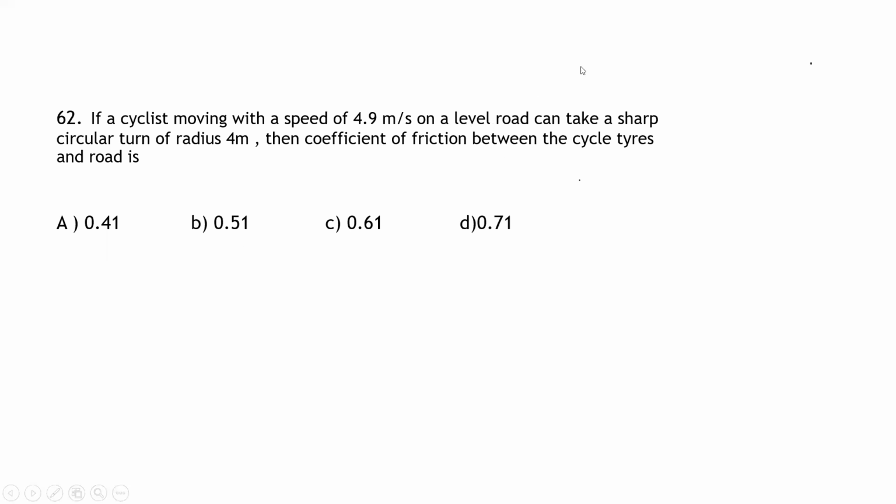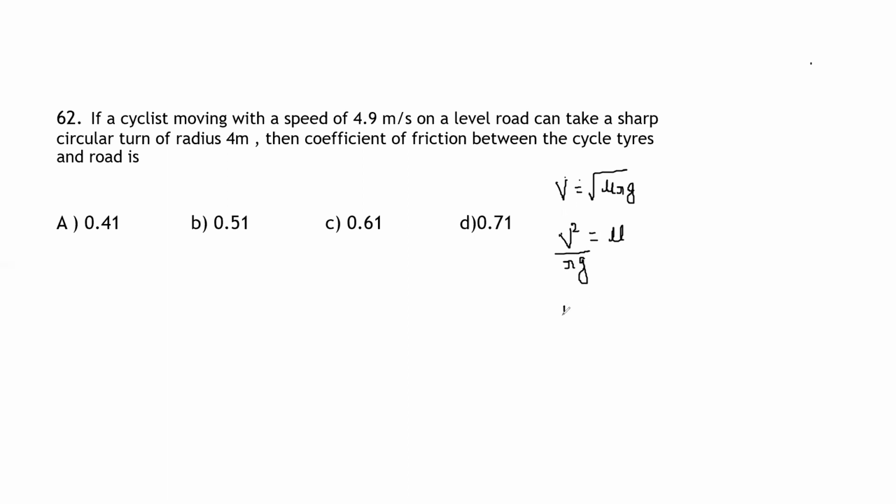When the question is based on a level road, we have the expression for speed, that is V is equal to under root of mu into R into G. Here they have asked for the coefficient of friction, that is the mu value. So we can square on both sides. If I square it on both sides, it becomes V square is equal to mu Rg. Therefore I can transfer this Rg here, it becomes mu is equal to V square divided by R into G.